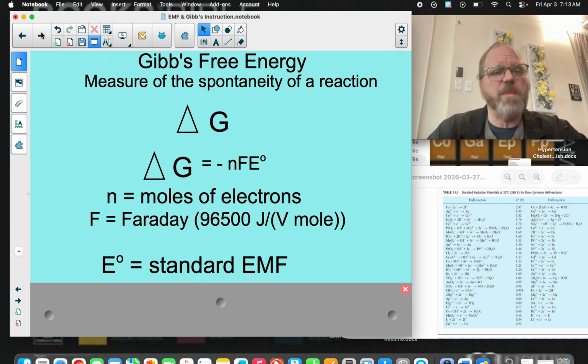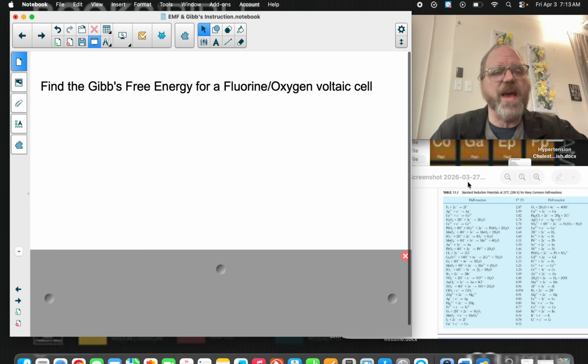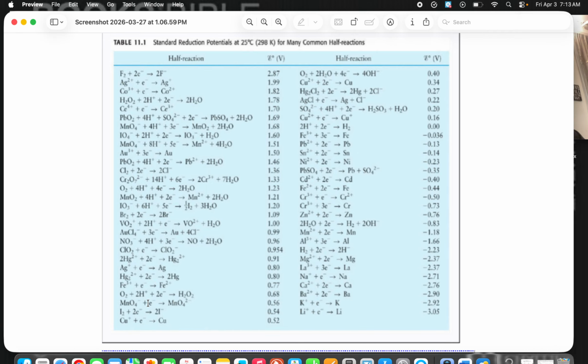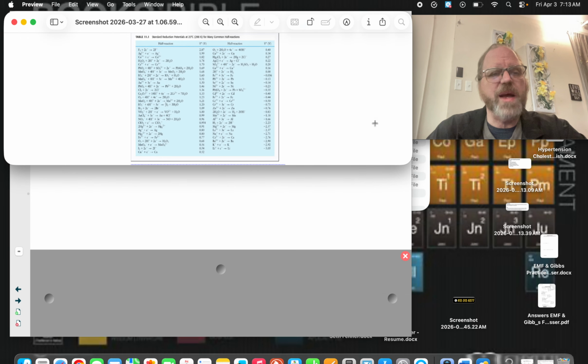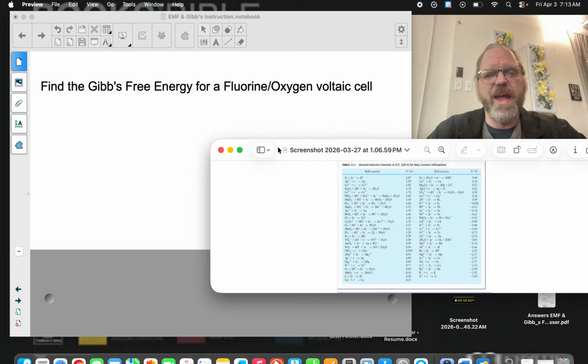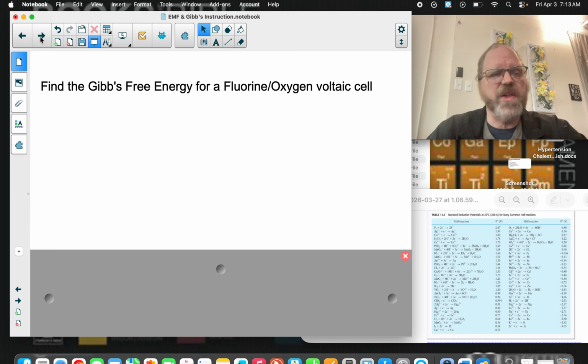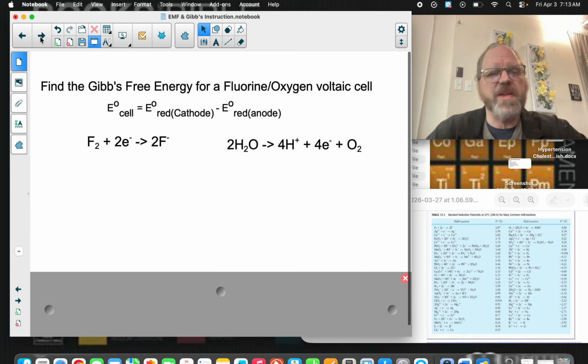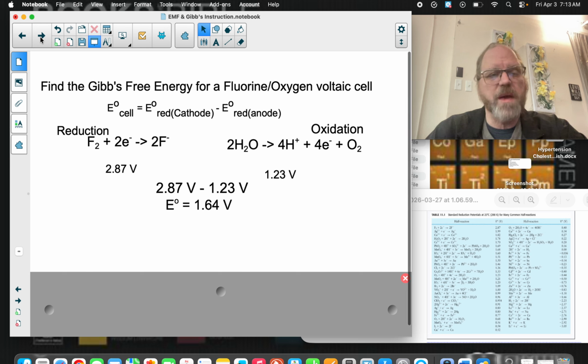So let's take a look at a problem here. I want to know what the Gibbs free energy is for the fluorine-oxygen reaction. We've got to go back over here. Fluorine's right here, and oxygen right down here. So the reactions, using that chart, we end up with fluorine and oxygen, okay? Now, this is my reduction because this one's gaining. This is my oxidation because it's losing. So we're going to take 2.87 volts and 1.23 volts, plug them into the equation, and we get 1.64 volts. That's my E naught, that's my EMF standard.